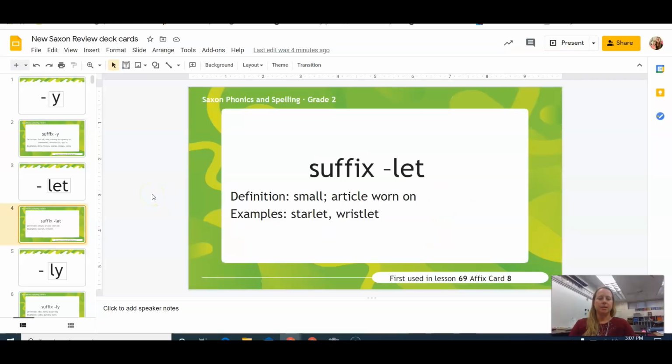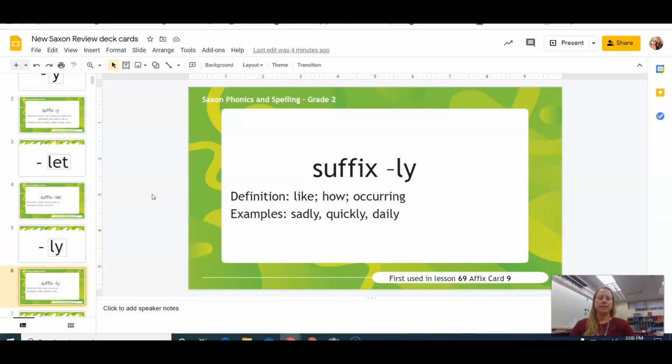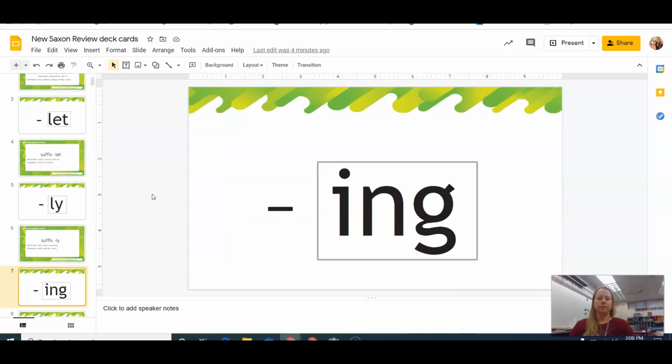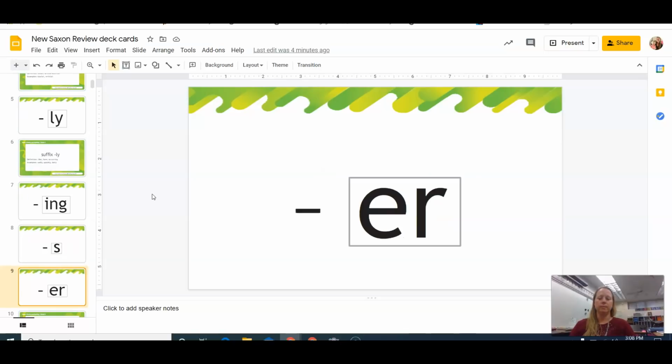Suffix let means small or article worn on. So a starlet is a small star. Wristlet, worn on your wrist. Suffix li means like, how, or occurring. For example, sadly, quickly, or daily. Suffix ing means happening now. Suffix s is plural, more than one.